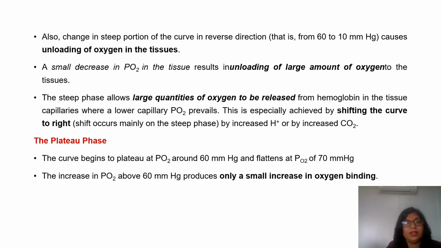Now coming to the plateau phase. The plateau phase begins at around 60 mmHg and flattens at PO2 70 mmHg. The increase in PO2 above 60 mmHg produces only a small increase in oxygen binding.